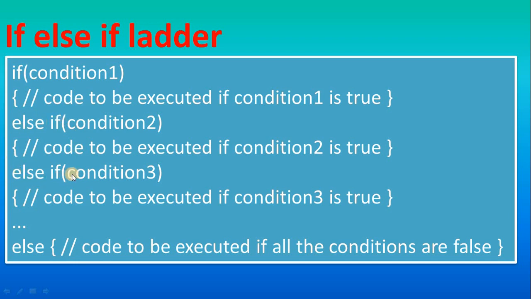In this way we can put many else if statements, and we can use many conditions here. Whenever we have a bunch of conditions, we use the if else if ladder. The important thing is, if all the conditions are false, then only it will jump to the last else block. Otherwise the else block will not execute. So this is the simple case of the if else if ladder.